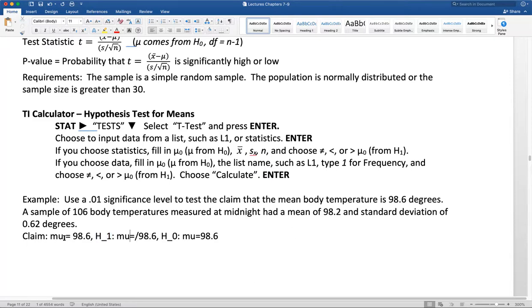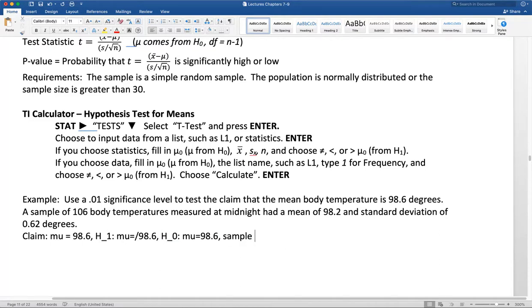We have two choices: the claim and the opposite of the claim. The claim is mu equals 98.6. The opposite of the claim is mu is not equal to 98.6. Since the alternative hypothesis should not include the equal sign, you have to choose the opposite of the claim in this example. The null hypothesis is always mu equals, in this example 98.6, which is mu sub zero. And the next one is the sample size n and x bar, right?